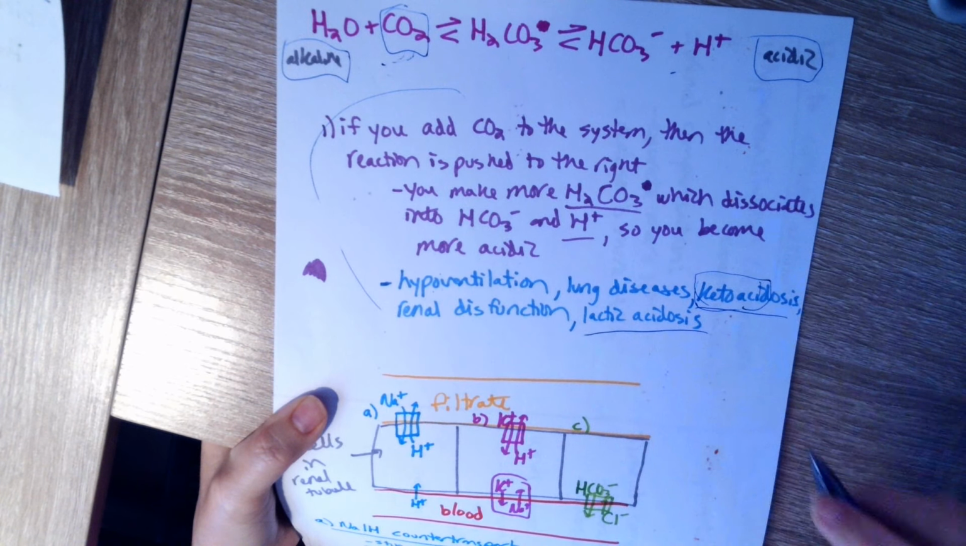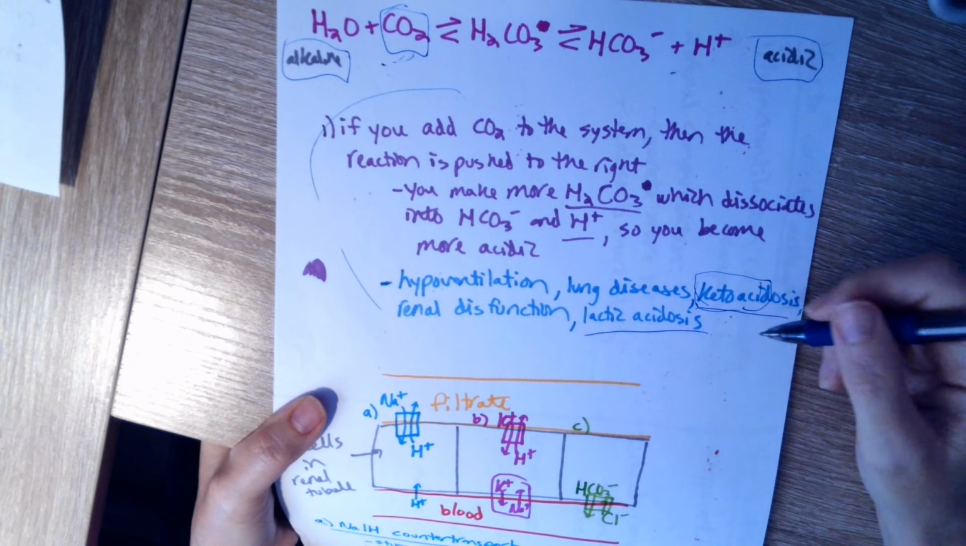Let's do this one: lactic acidosis. This is from when your skeletal muscles are exercising very, very hard and they run out of oxygen. So they are using more oxygen than what the supply is.